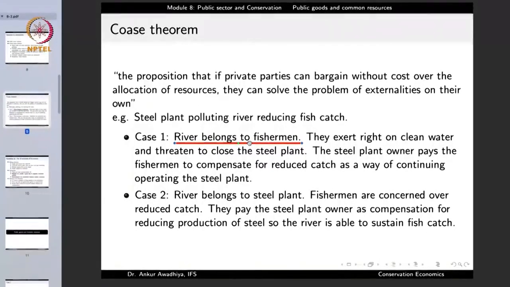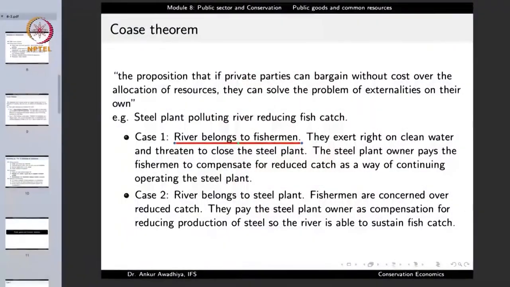So they exert a right on clean water and they threaten to close the steel plant. Now in this case, the fishermen go to the steel plant owner and say that, okay, this river belongs to us. You cannot pollute this river. If you do this, we are going to enforce our property rights and we are going to shut you down. Now in this case, when both these parties can bargain together, the steel plant owner can tell these fishermen that, okay, your catch is getting reduced because I'm spreading this pollution, but then there has to be some rupee value or dollar value to the amount of catch that is going down.